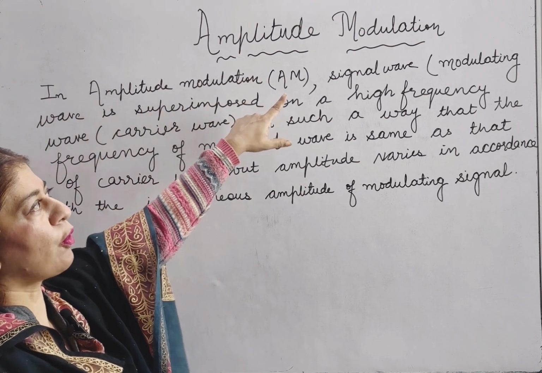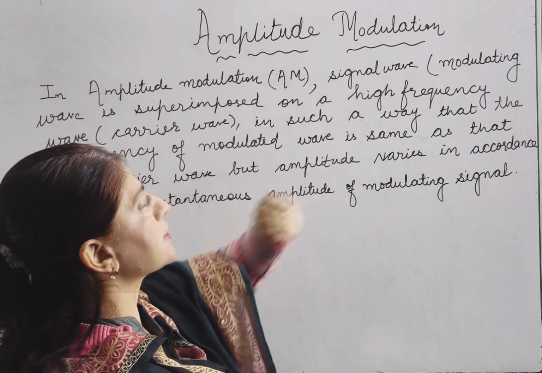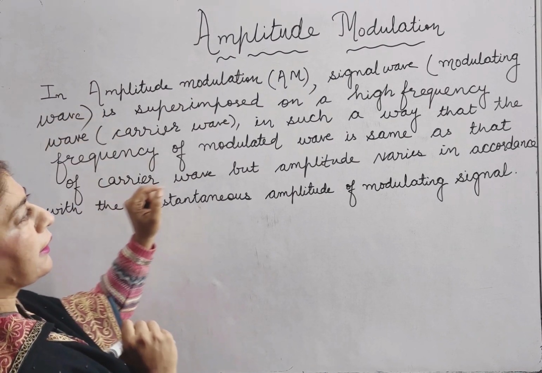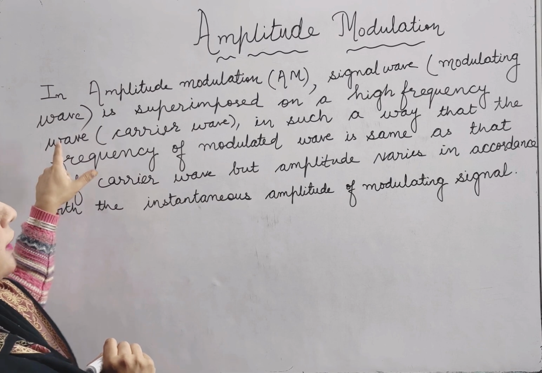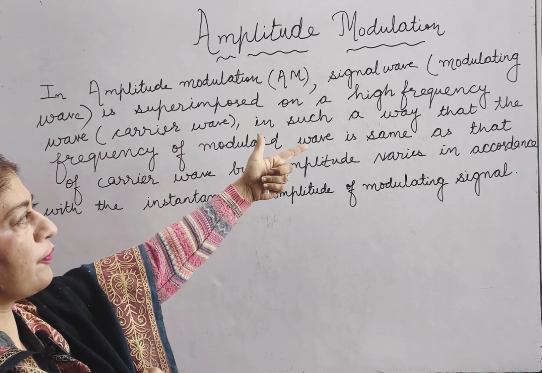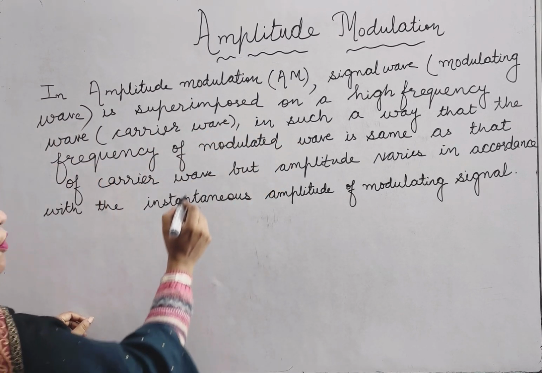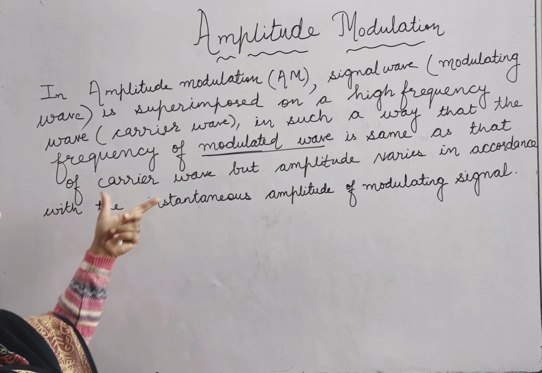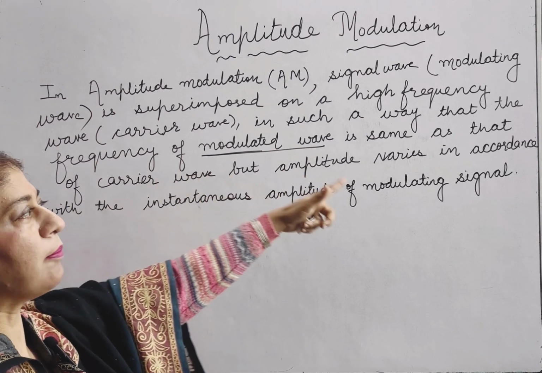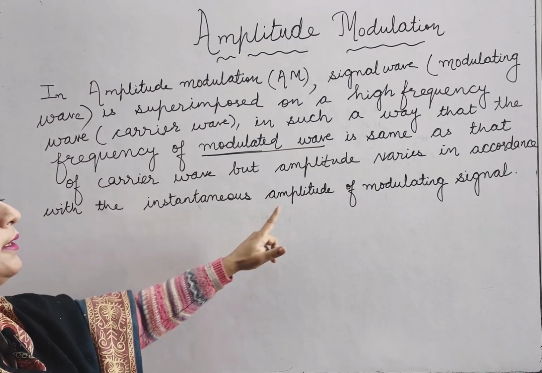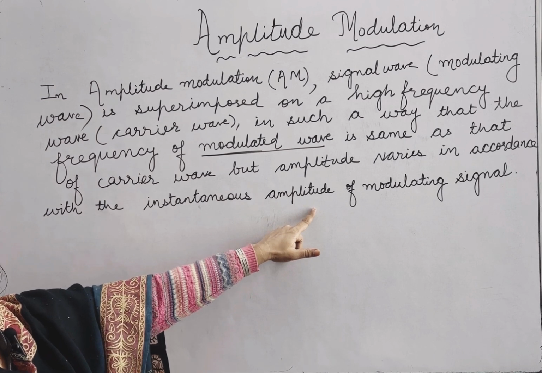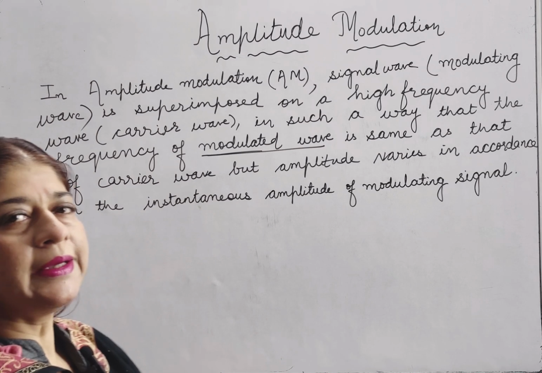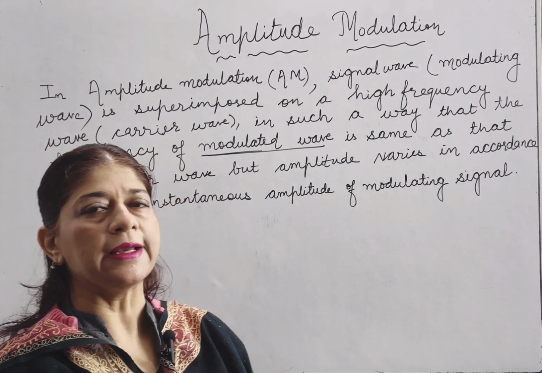In amplitude modulation, signal wave that is known as a modulating wave is superimposed on a high frequency wave that is a carrier wave in such a way that frequency of the resultant, that is the modulated wave, is same as that of the carrier wave, but amplitude varies in accordance with the instantaneous amplitude of modulating signal. So whatever we have learned in the definition, we are going to see its waveform.